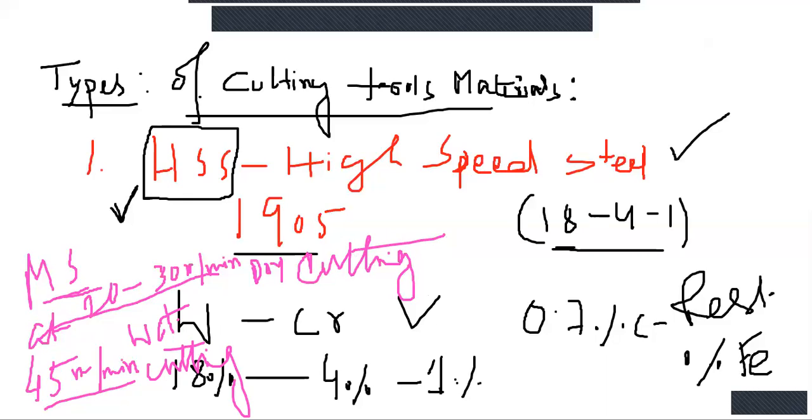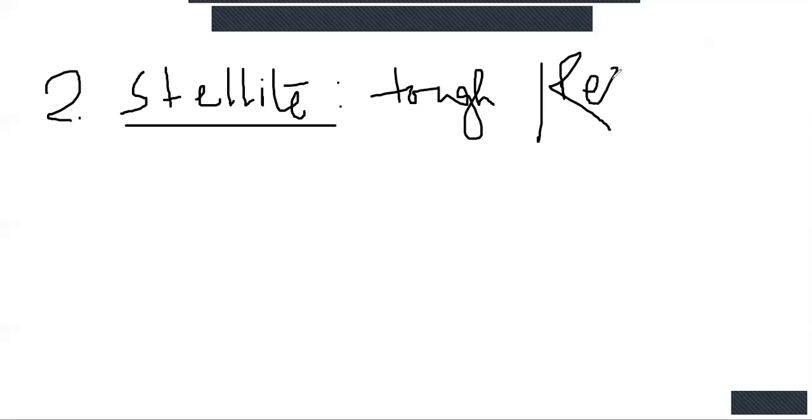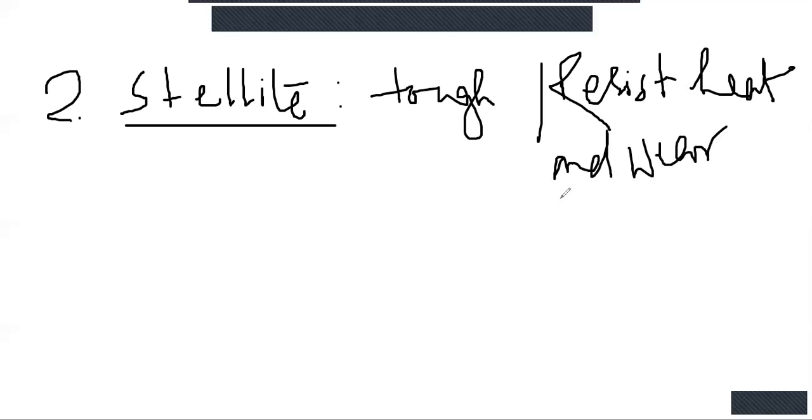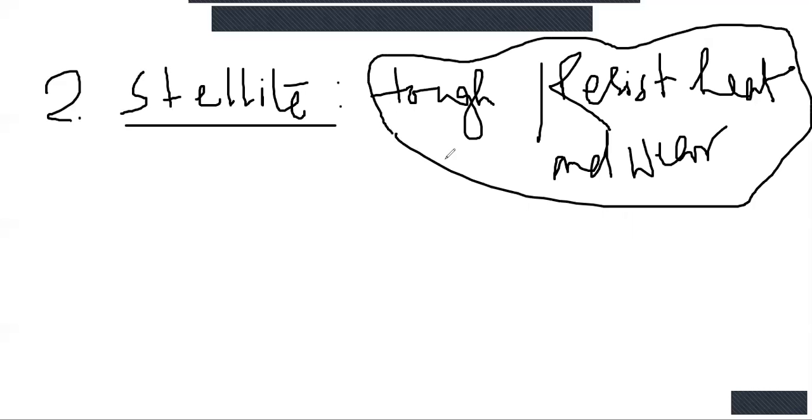Okay, our next cutting tool material is stellite. This is a very tough cutting tool material and resists heat and wear. This is the main property of the stellite material. It is very tough, with heat resistance and wear resistance.